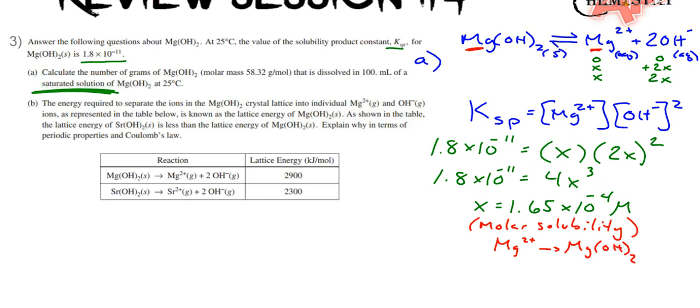All in red right there, I'm just trying to give you context of what that number means. If I just asked how much of that salt could be dissolved, what would the molarity be if you plop it into anything? That's what it would be, 1.65 times 10 to the negative 4. It's also of Mg2+, but luckily the question is actually asking about Mg(OH)2. So I didn't, unfortunately, answer the question.